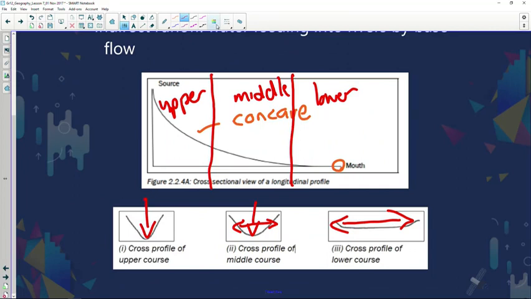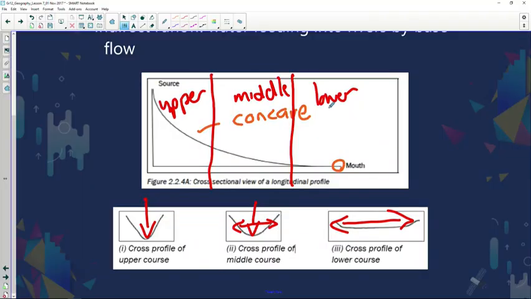Now, a couple of characteristics that I still want to add over here. What do you think the volume of water is over here? Not much. The volume of water is going to increase in the middle course, and the volume of water is going to be greatest at the lower course. The velocity is going to be greatest at the upper course. Why is the velocity going to be greatest at the upper course? Simply because of the very steep gradient. The velocity is going to decrease in the middle course, and the river is going to be very sluggish in the lower course because of all the deposition taking place.